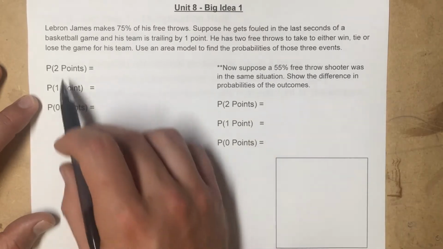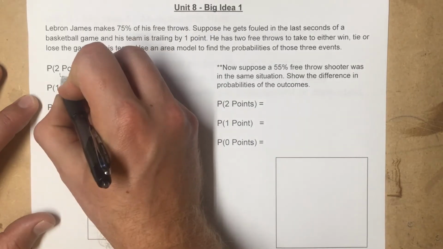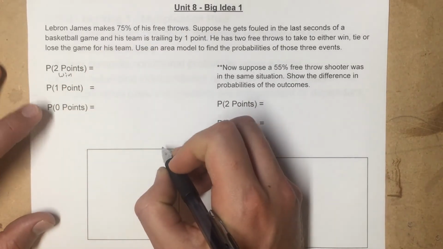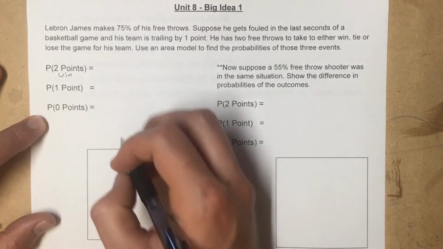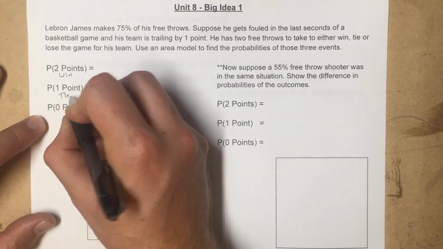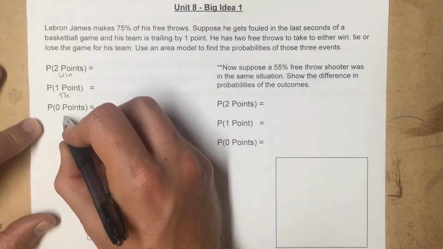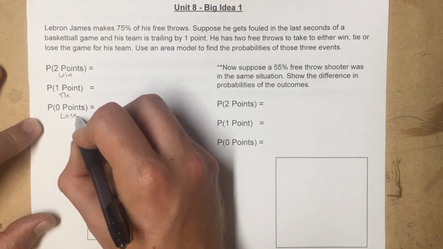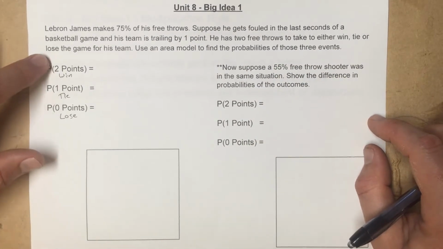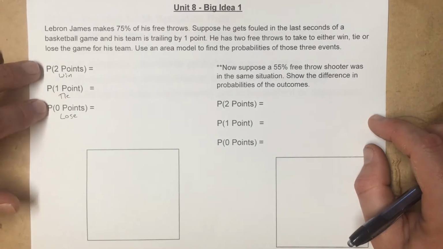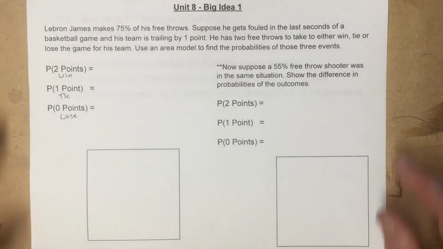So our three events are: he either scores 2 points, and that will win the game for his team. He could make one of the shots and miss the other, so they'd only get 1 point there. In that case, they would tie the game. And then he could miss both shots and make 0 points. In that case, they would lose the game. All right. So we need to find the probabilities of these three outcomes. And we're going to use this area model to show how that works.